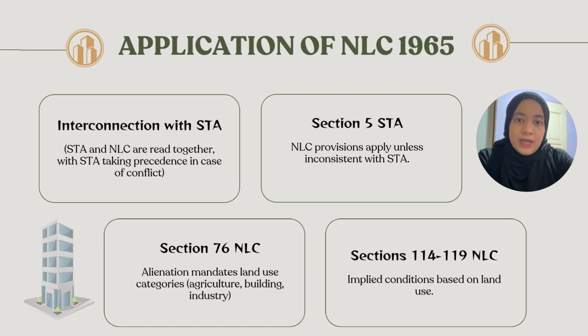So moving on to the next, the application of the implied condition, which can be referred to in sections 114 to 119 of the NLC, is automatically applied to the land category use. For example, agriculture land cannot be used for construction or industrial purposes without explicit permission, while building land must comply with the construction requirements. And the last one is that industrial land must adhere to the regulations for development and also environmental standards.